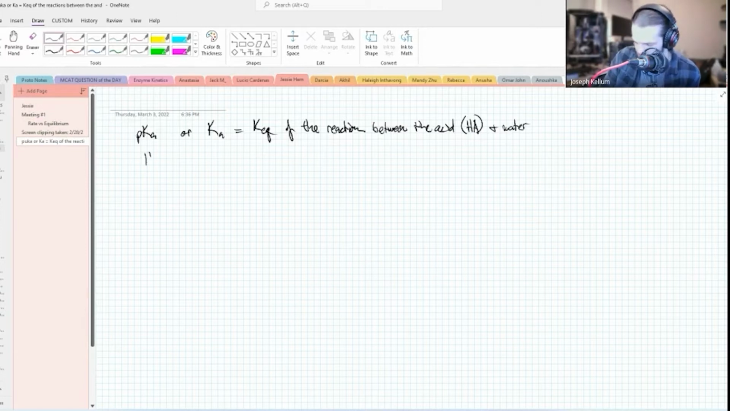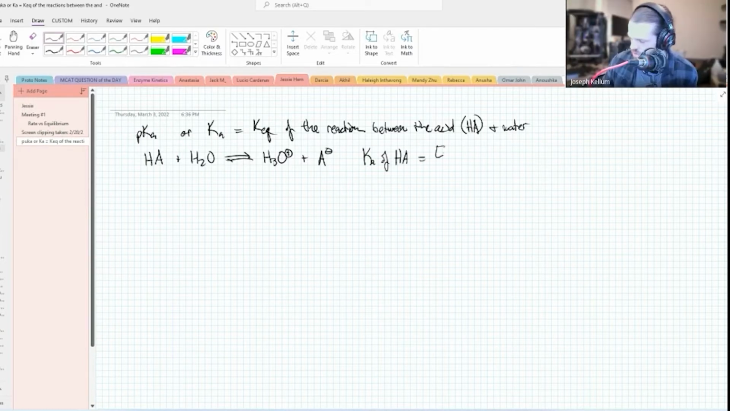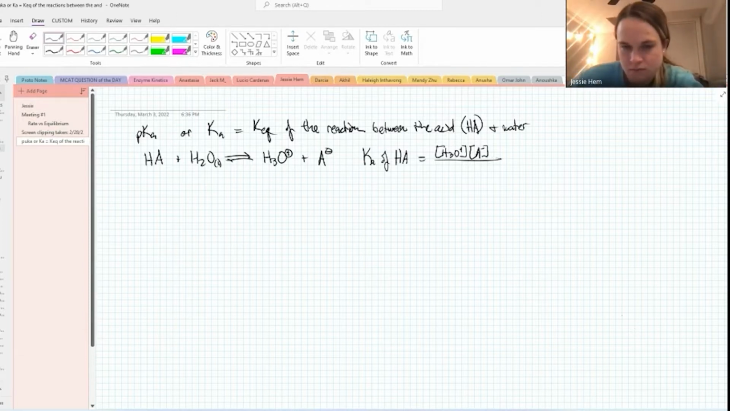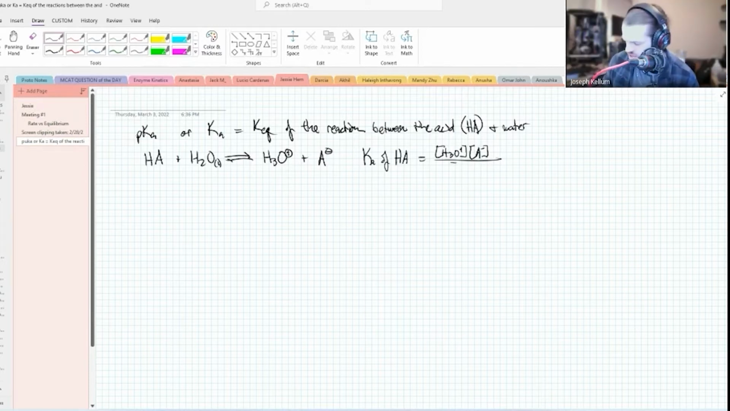So we've got our general acid reacting with H2O. And the Ka of this reaction, well, our products are going to be H3O plus and A negative. So our Ka of HA is just going to be equal to H3O plus times A minus, divided by, well, water is a liquid, so it doesn't go into the denominator here. So it's just divided by HA. And that's always the case.